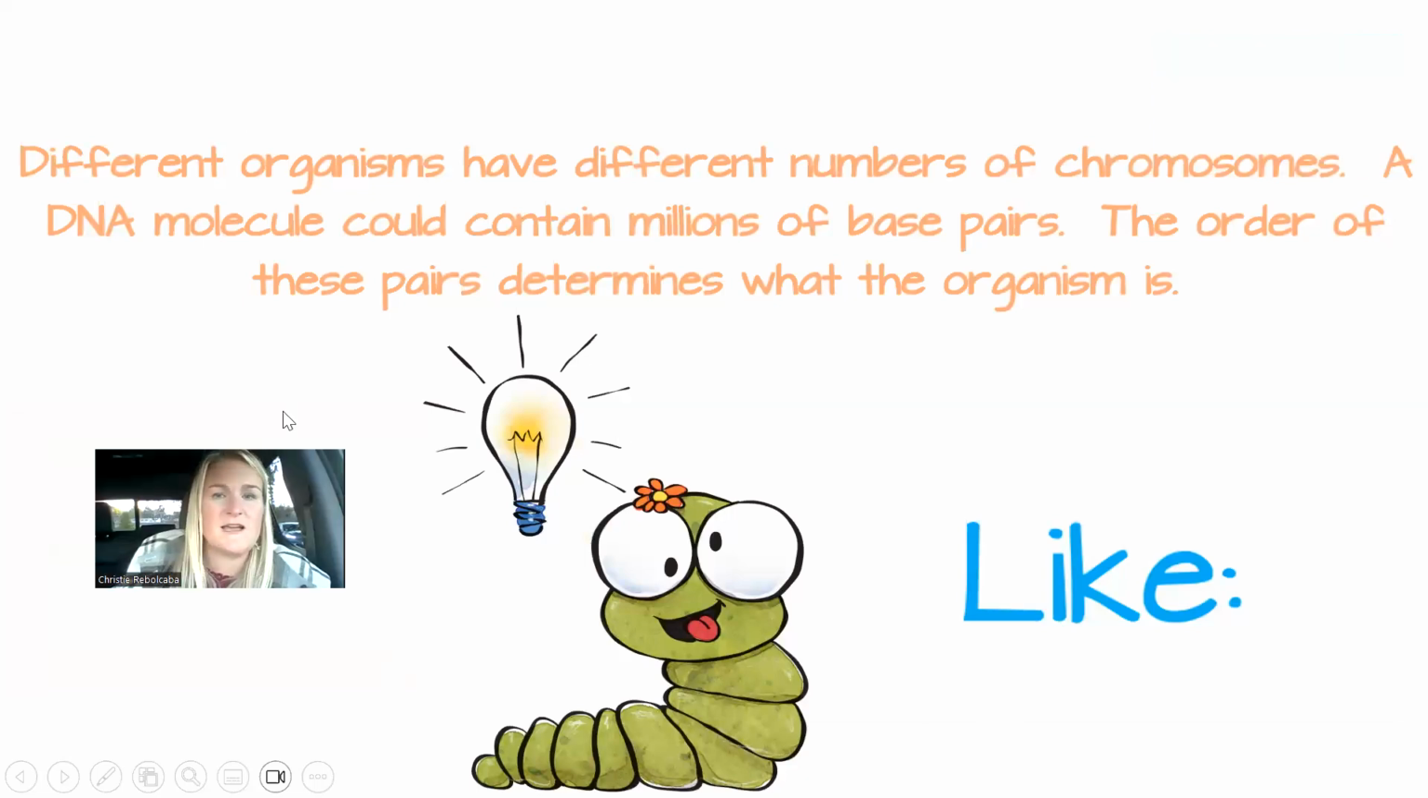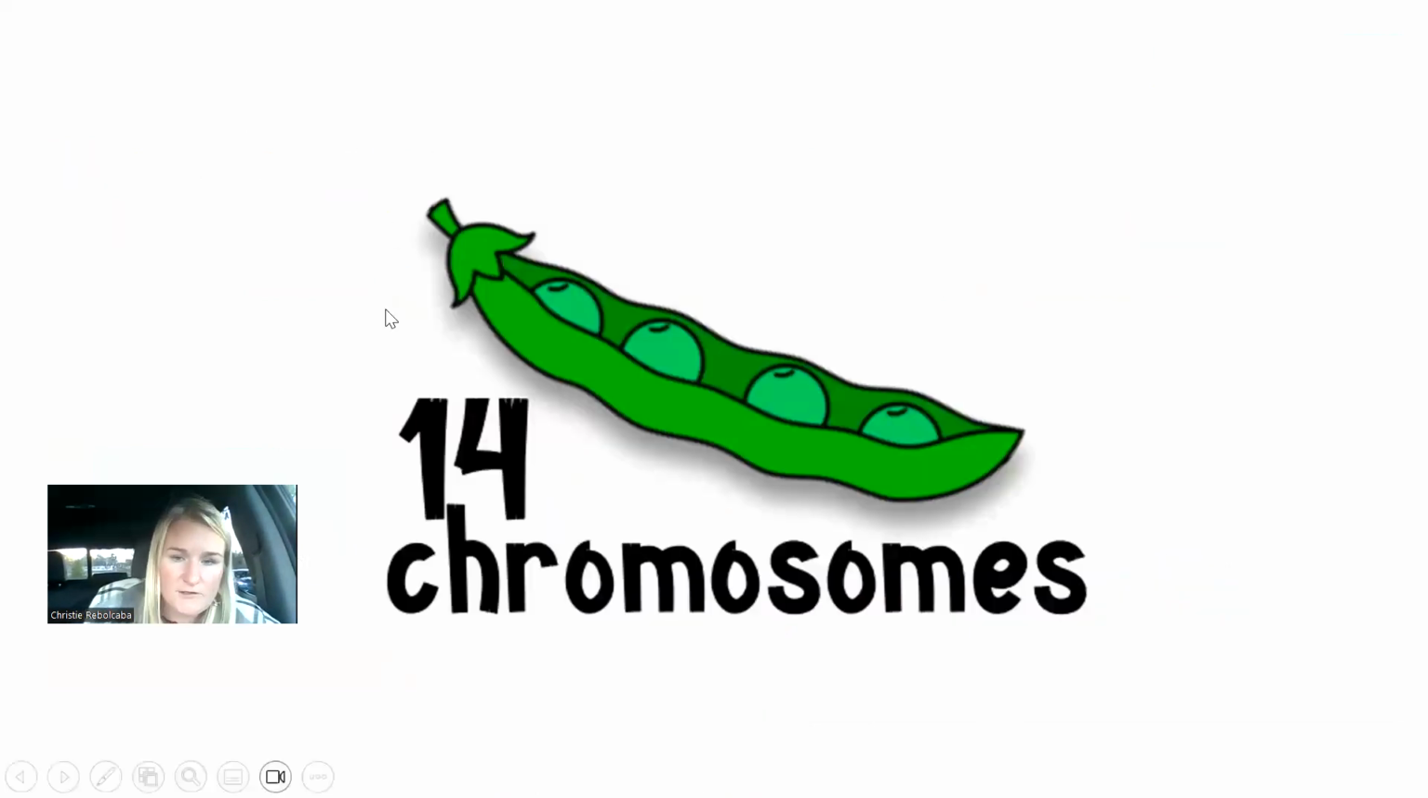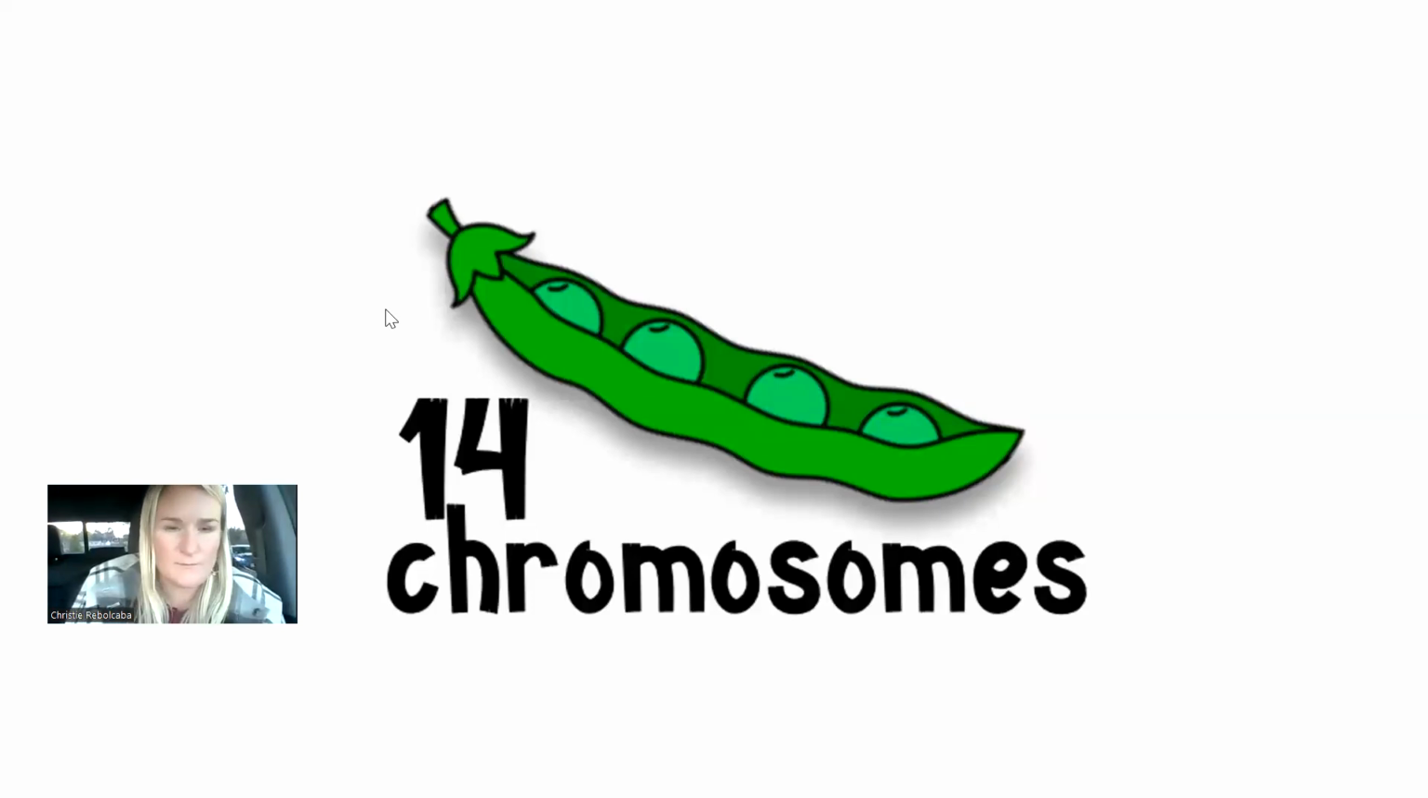Different organisms have different numbers of chromosomes. A DNA molecule could contain millions of base pairs. The order of these pairs determines what the organism is. Like a pea has 14 chromosomes. As I mentioned, we have 23 pairs, so 46 total.